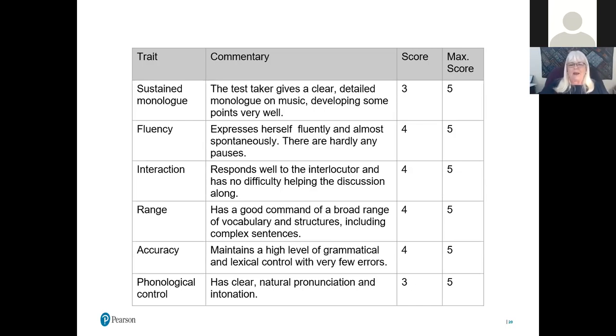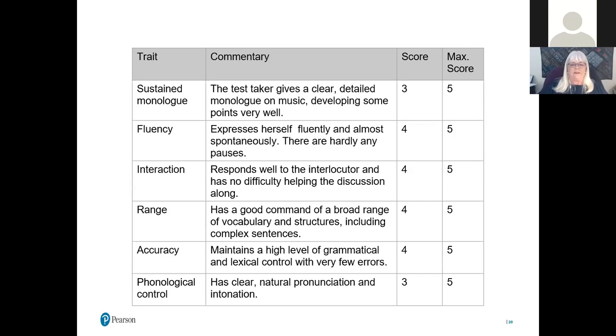Okay, so there may be some things that you perhaps didn't pick up from the commentary that I'm giving just through listening to the sustained monologue. But moving on to range, she has a good command of a broad range of vocabulary and structures, including complex sentences. For accuracy, she maintains a high level of grammatical and lexical control with very few errors.